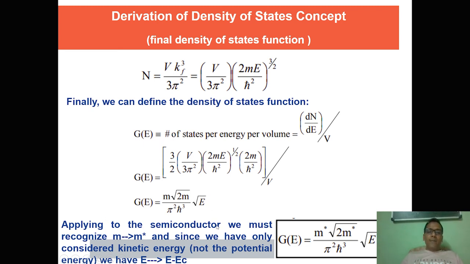So applying this to the semiconductor, we must recognize this m as m tends to m*, which is actually the effective mass of the electron or the effective mass of the hole, since we have only considered kinetic energy, not the potential energy now. So this E can also be replaced in semiconductor physics, that E tends to E minus E_C, and for a semiconductor we will have this relation G(E) is equivalent to m*√(2m*)/π²ħ³ √(E − E_C). So we will have this relation in different forms depending on different books. So the final form is this.